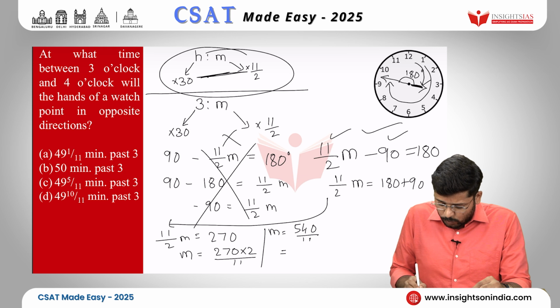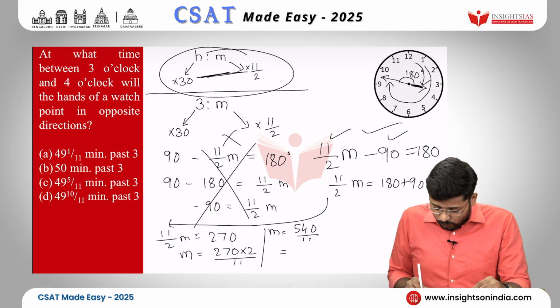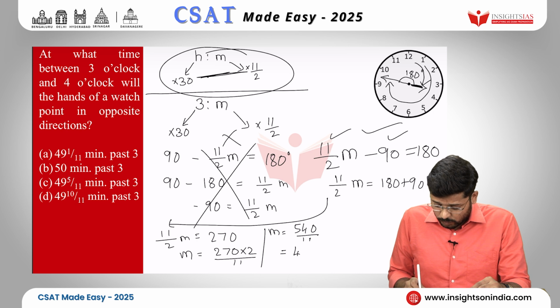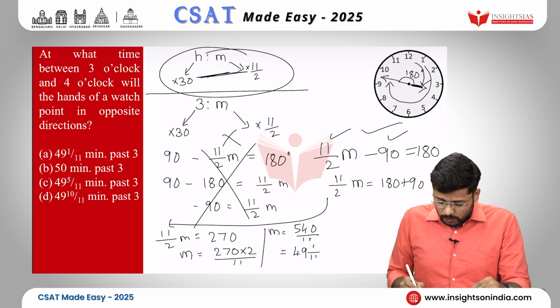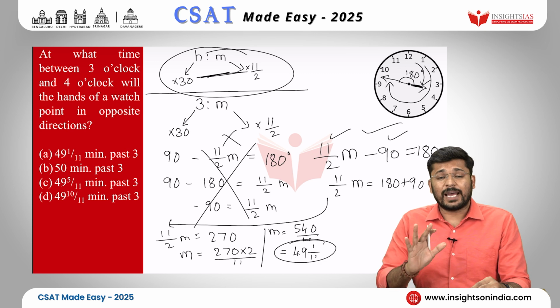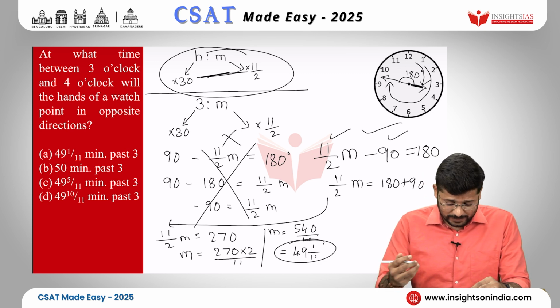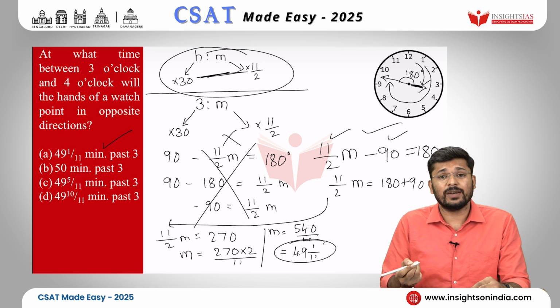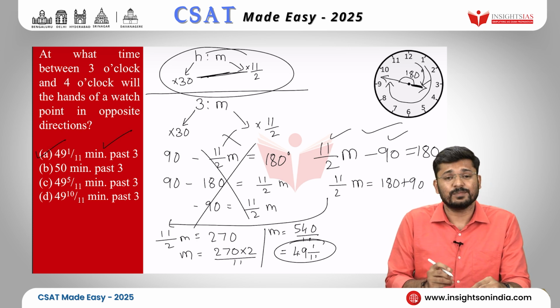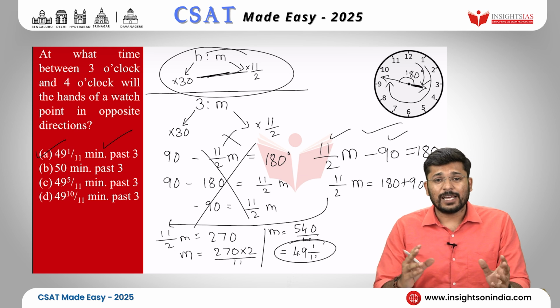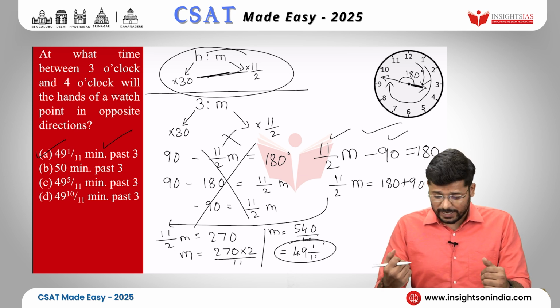Yes. How do you divide 540 by 11? 11 4s are 44. You remain with 10 and you get 0. So 9s are 99 and remainder 1. So 1 by 11. So the time would be 3 hours and 49 1 by 11 minutes. Do you have that answer? Yes. 49 1 by 11 minutes past 3. Option A.